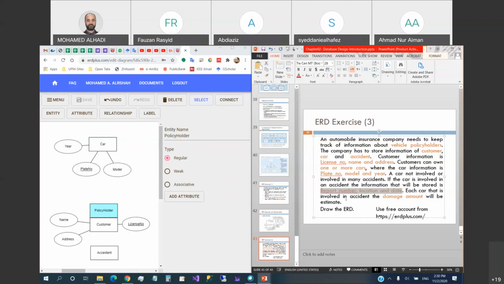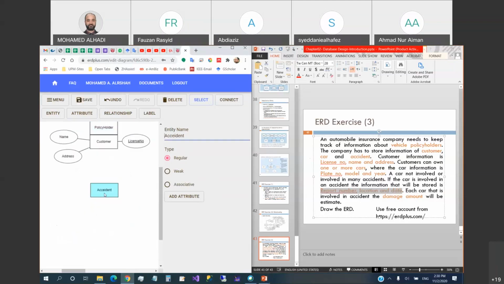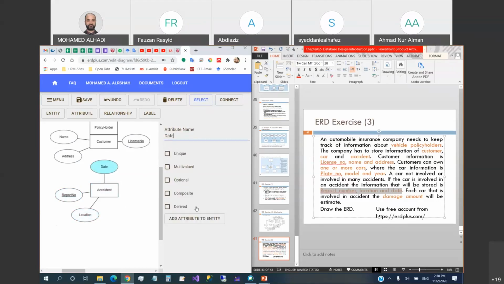Each car that is involved in an accident, the damage amount will be estimated. Okay, let us take the accident. We add attributes. So the first attribute will be the report number, because the report number is unique, it's supposed to be the primary key. And after that, we have the location, which is where the accident has happened. After that, we have something called date, and also I will add the time, because time is also important.